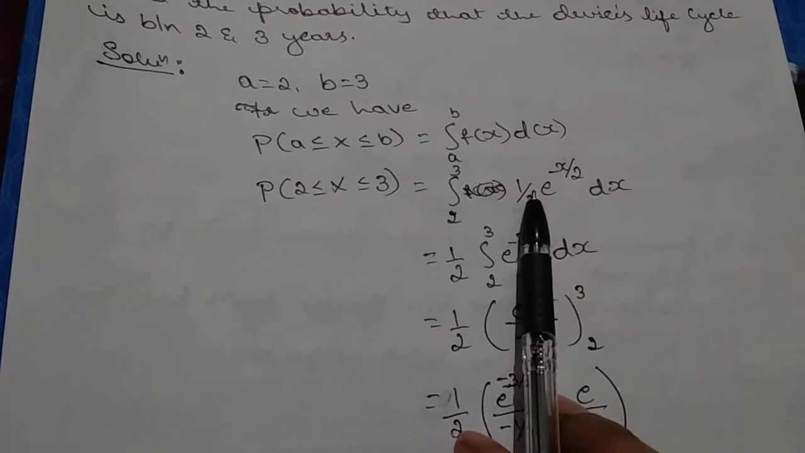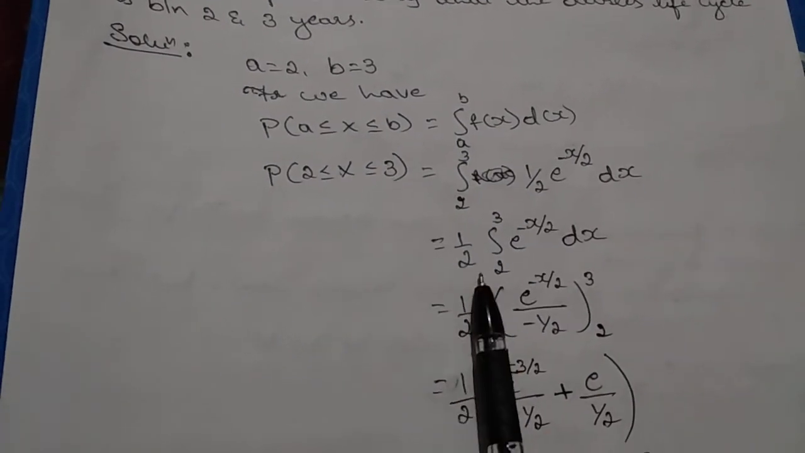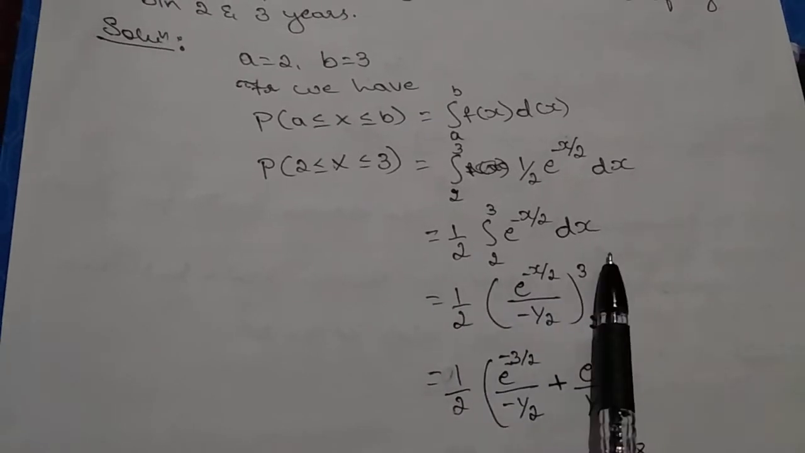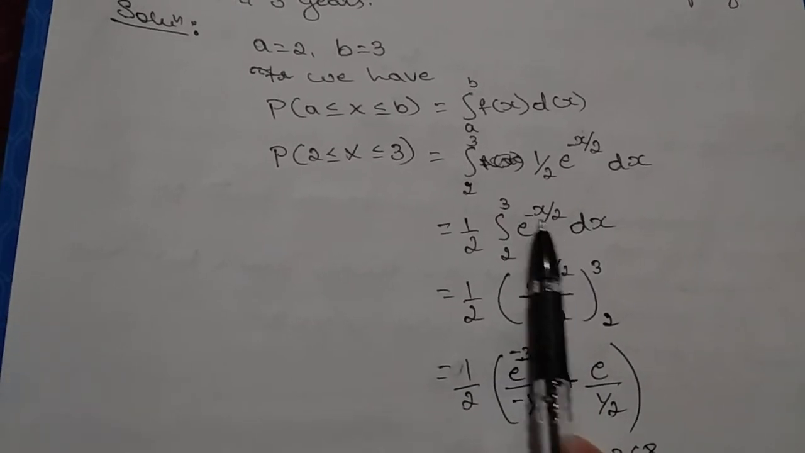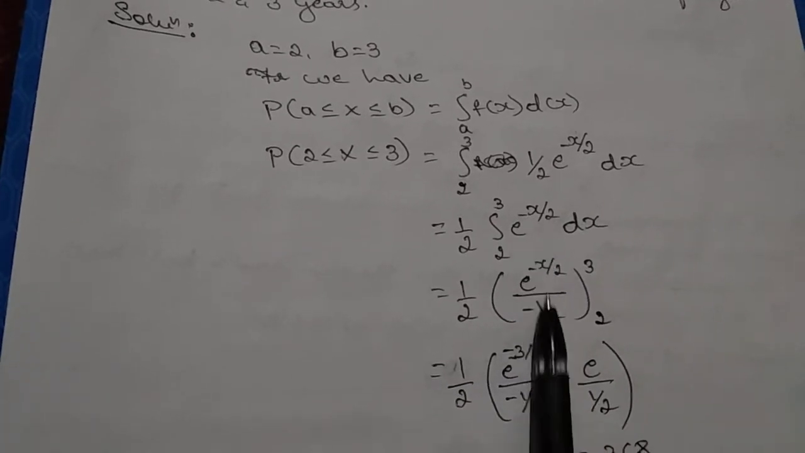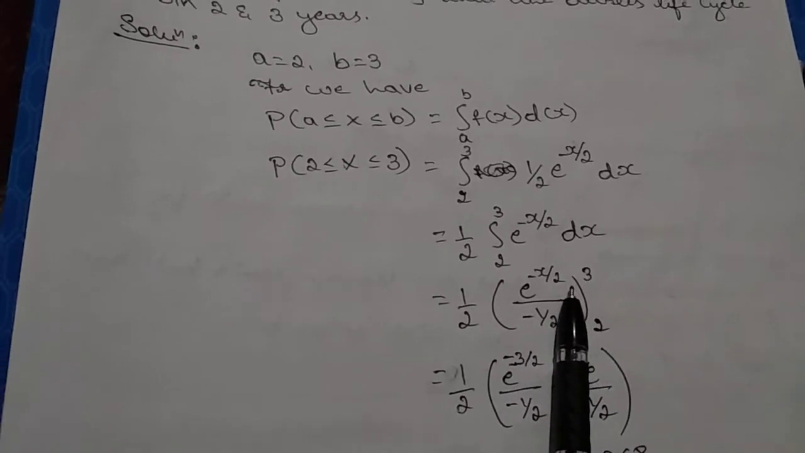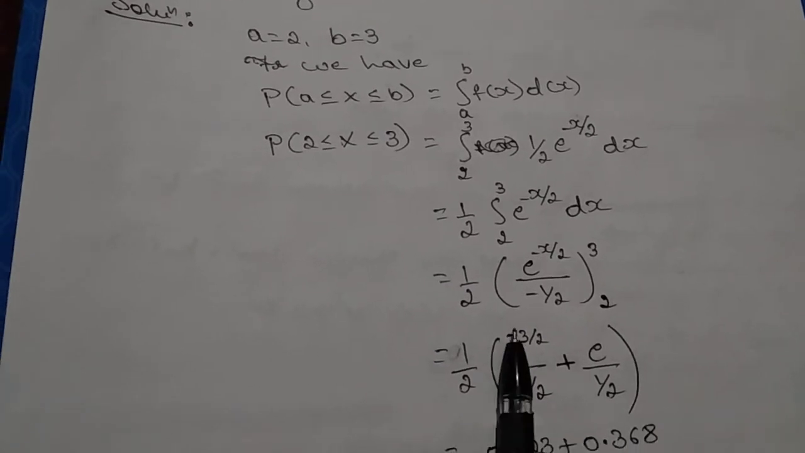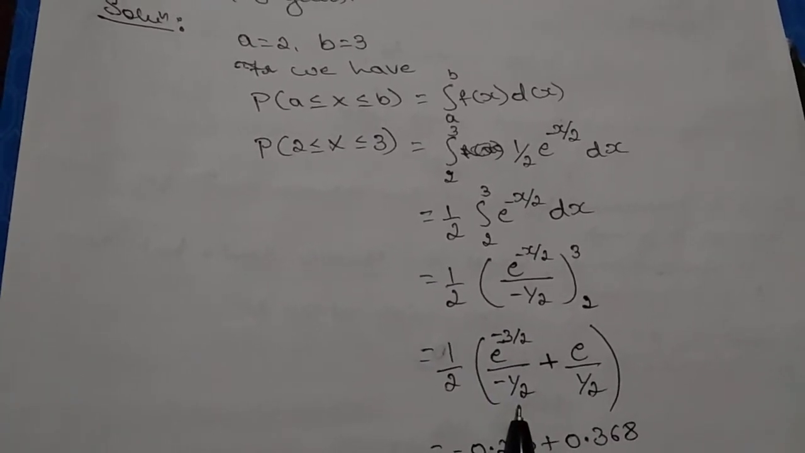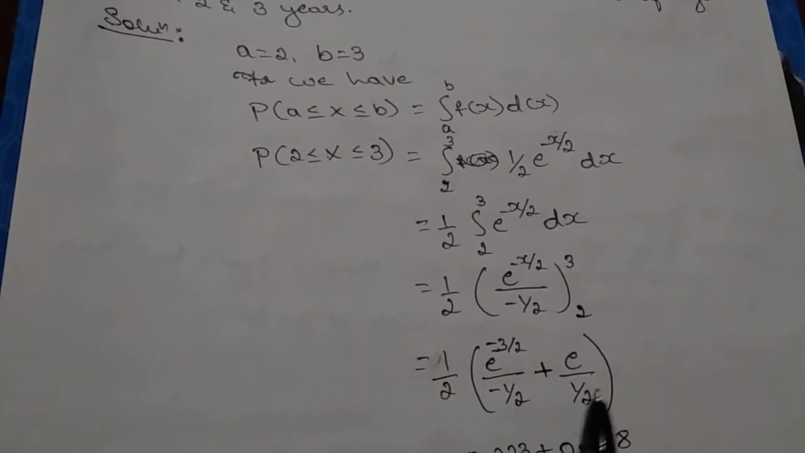We know if you have any constant, then you have to just take it out. So I'll write this equation like this. Then on integrating, e power minus x by 2 divided by the constant minus 1 by 2, from 2 to 3. I'll substitute 2 and 3 in place of x. You will get e power minus 3 by 2 divided by minus 1 by 2, and minus into minus you will get plus.